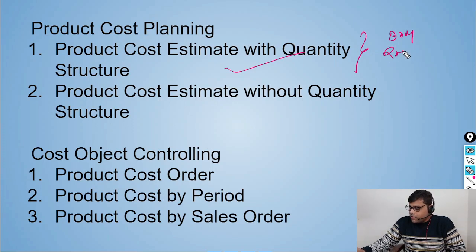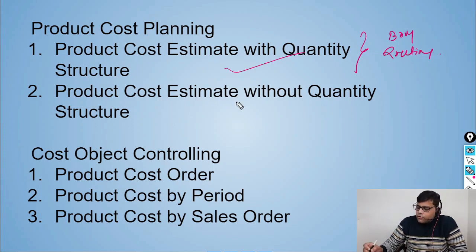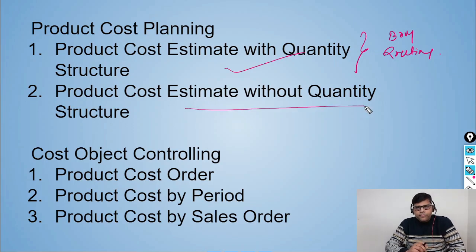Then we have the operation point of view, routing also. Which industry are we going to follow for the without quantity structure? We are going to use it basically where a manufacturing unit is not there, or you can say PP is not there. If you're not going to have routing, we are not going to have any manufacturing process. In that case, we will go for this one. Service industry, maybe they can go for this cost estimate without quantity structure.